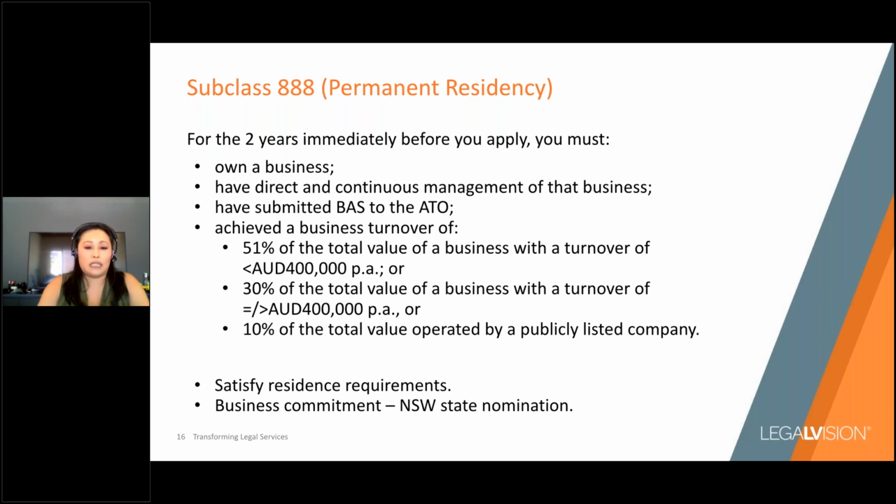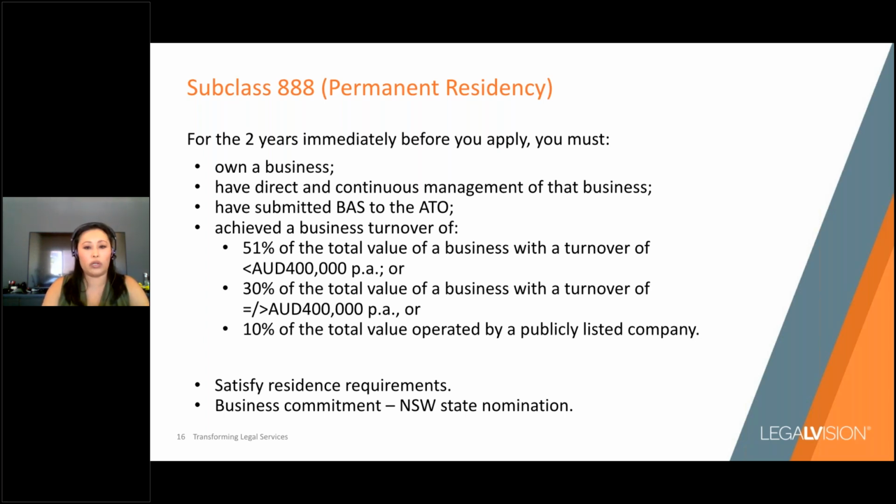So what is essentially required for you to be eligible for permanent residency? And again, I'm only using the business innovation stream criteria and also then New South Wales nomination criteria. So for business owners, you must show that in the 2 years immediately before applying for the permanent residency visa, actually submitting the subclass 888 visa application, that you owned a business. So that could be the business that you originally purchased or established for the purposes of the provisional visa, and that you had direct and continuous management of that business.